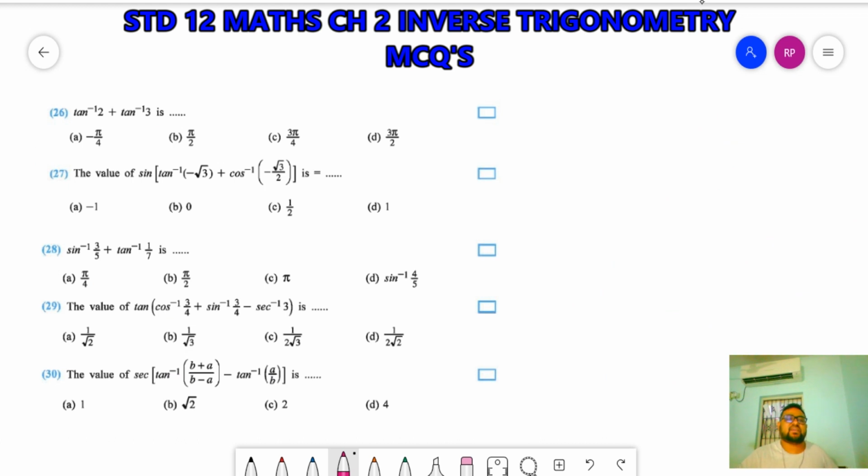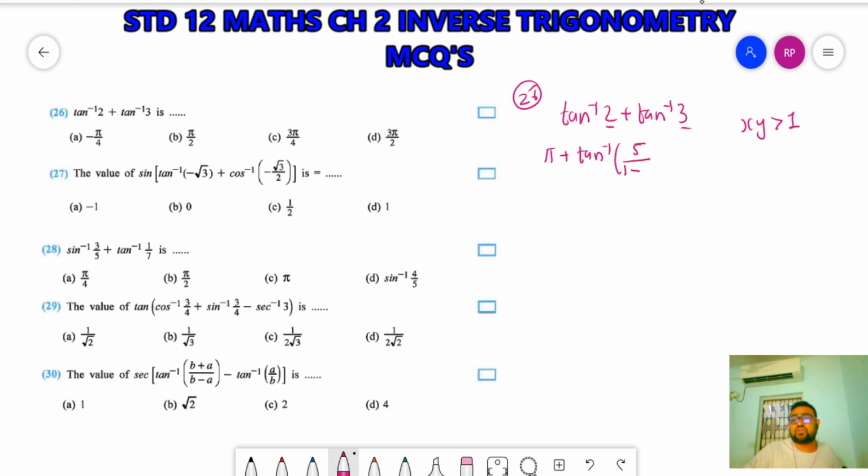Now 26, tan inverse 2 plus tan inverse 3. Now see, 3 twos are 6, greater than 1, so xy is greater than 1, then the formula will be pi plus tan inverse of (x plus y) upon (1 minus xy). So this will be pi plus tan inverse of (2 plus 3, 5) upon (1 minus 2 into 3, 6). 1 minus 6, that is minus 5. So 5 upon minus 5, so this will be minus 1.